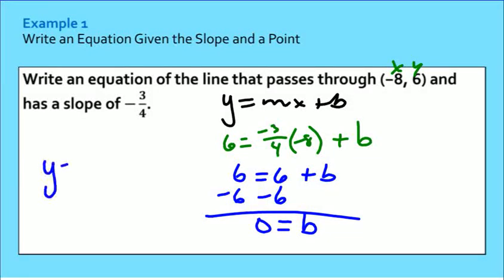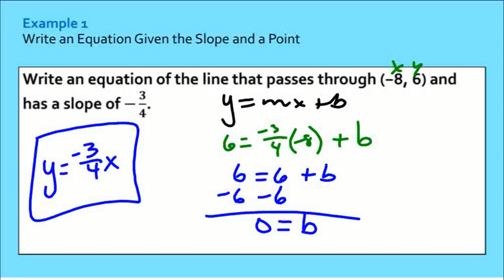So that means the y-intercept is at the origin. So I would have an equation of y equals -3/4 x. You don't need to put this plus 0 at the end. If you do, that's fine, but there's no need to do that. This would be our official equation.